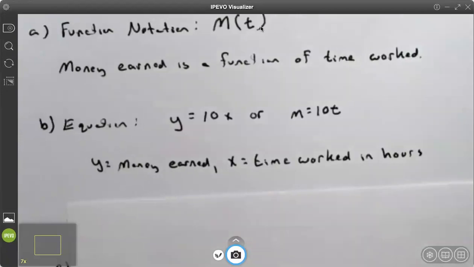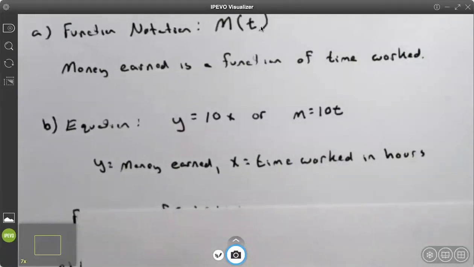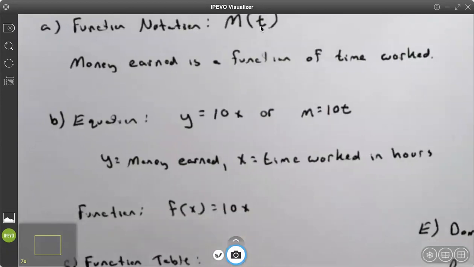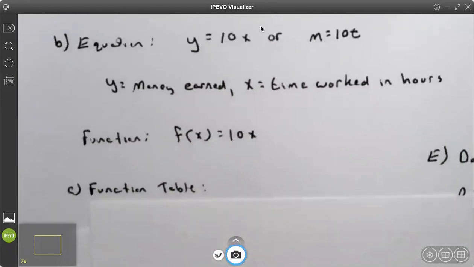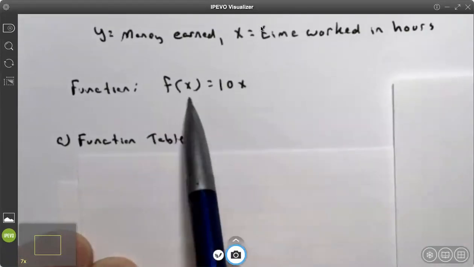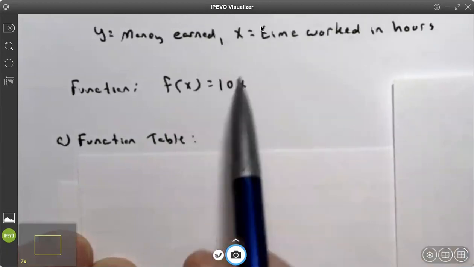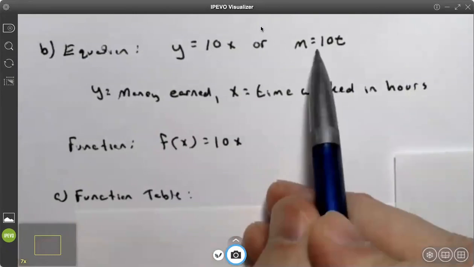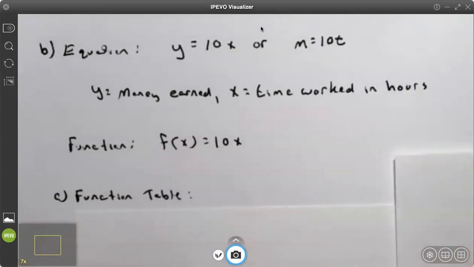So instead of y equals 10x or m equals 10t, I could write it as a function where the function of x equals 10x, and I could plug in different numbers for x and get different values for y. This is all basically the same thing.